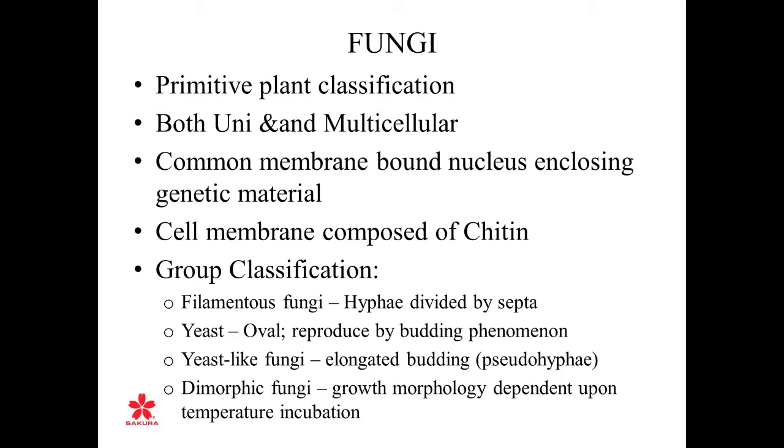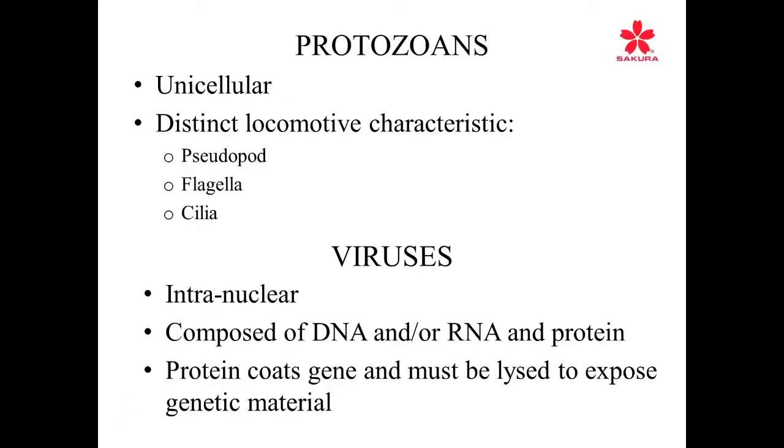Then you have the yeast-like fungi, which have a lot of the properties of yeast, but they grow in elongated budding, which is called pseudohyphae. And then you have the dimorphic fungi. The growth and morphology are very dependent upon the temperature and incubation. They can grow as one type of organism, and then if the temperature is altered, they can change and grow in the morphology of a different type of organism.